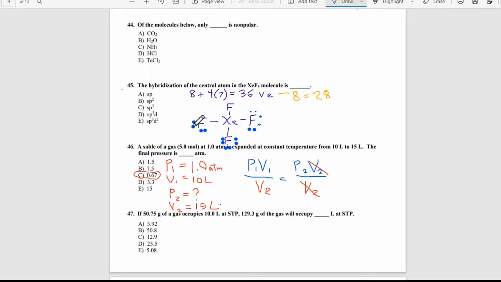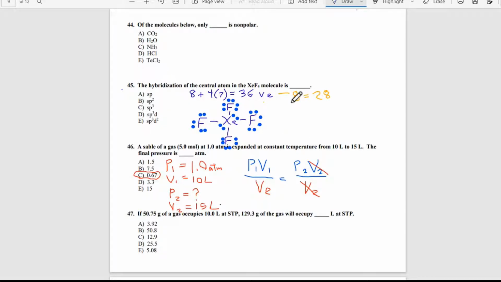So 2, 4, 6, 8, 10, 12, 14, 16, 18 so far. 20, 22, 24. I still have 4 more that I need to place. No other place to put them, so I'm going to have to put them on xenon. So you're going to end up with something that looks like this.